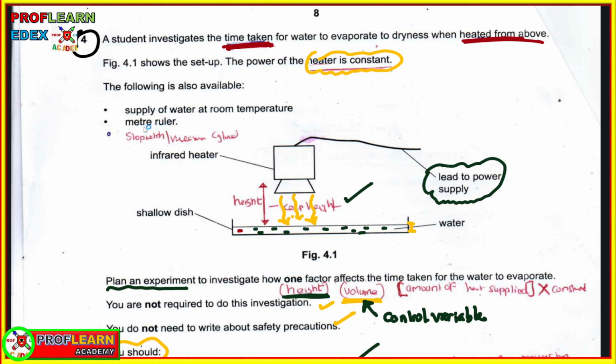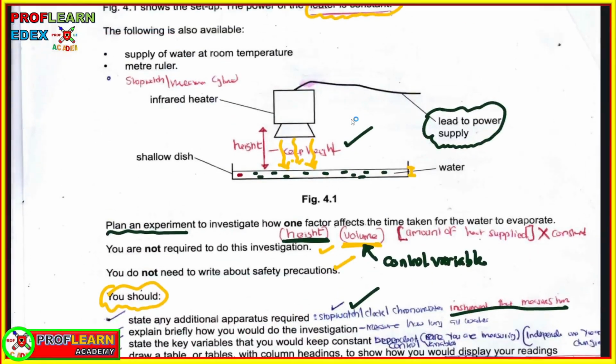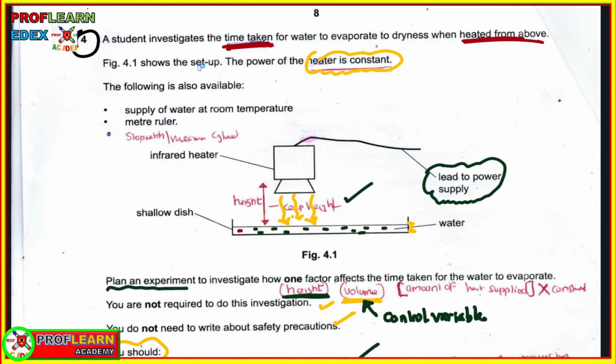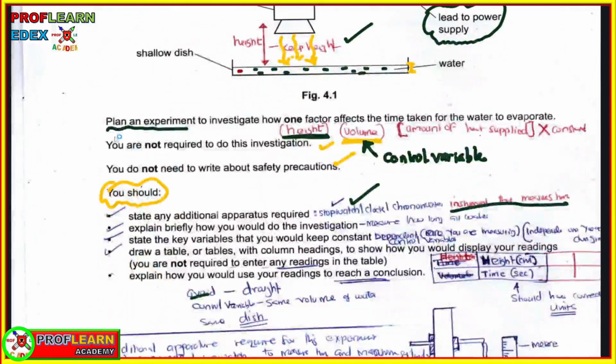We have a meter ruler. Then we have a heater which supplies heat at a constant rate, and we are supposed to plan an experiment to investigate how one factor affects the time taken for the water to evaporate.